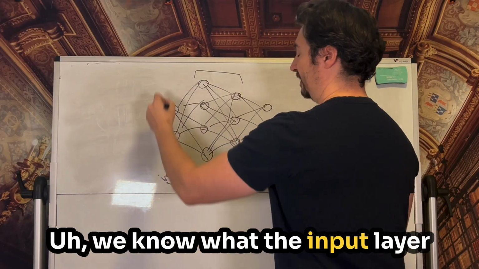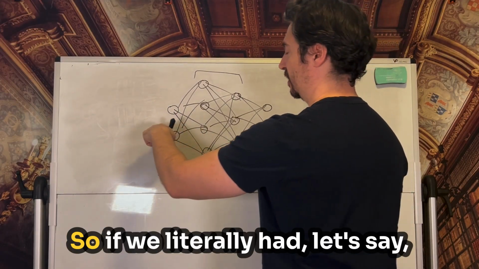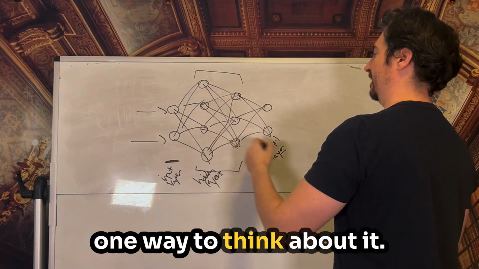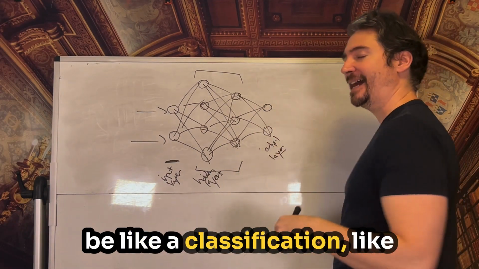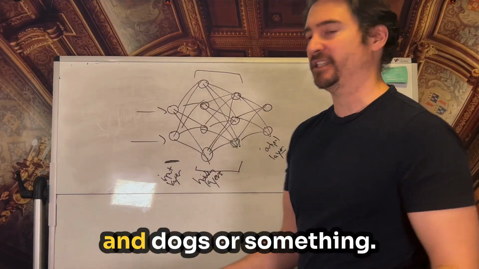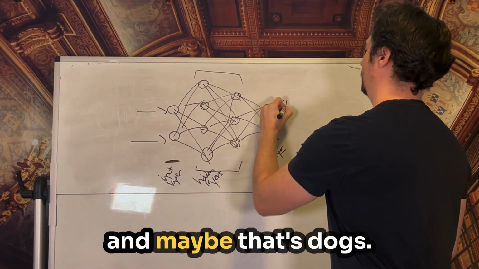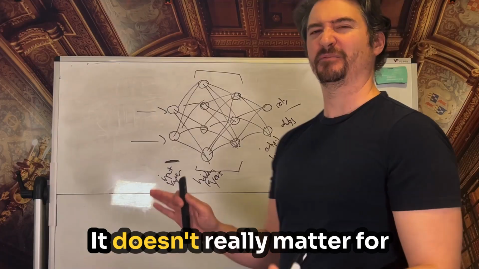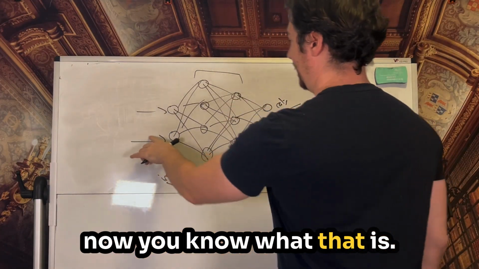We know what the input layer is because that's just the raw data. So if we literally have, let's say, 2 data points coming in, it would be like that. And then this could be a classification, like classifying between cats and dogs. So maybe that's cats and maybe that's dogs. Some kind of binary classification. There are different ways you could do this; it doesn't really matter for now. You know what that is. You know what this is.